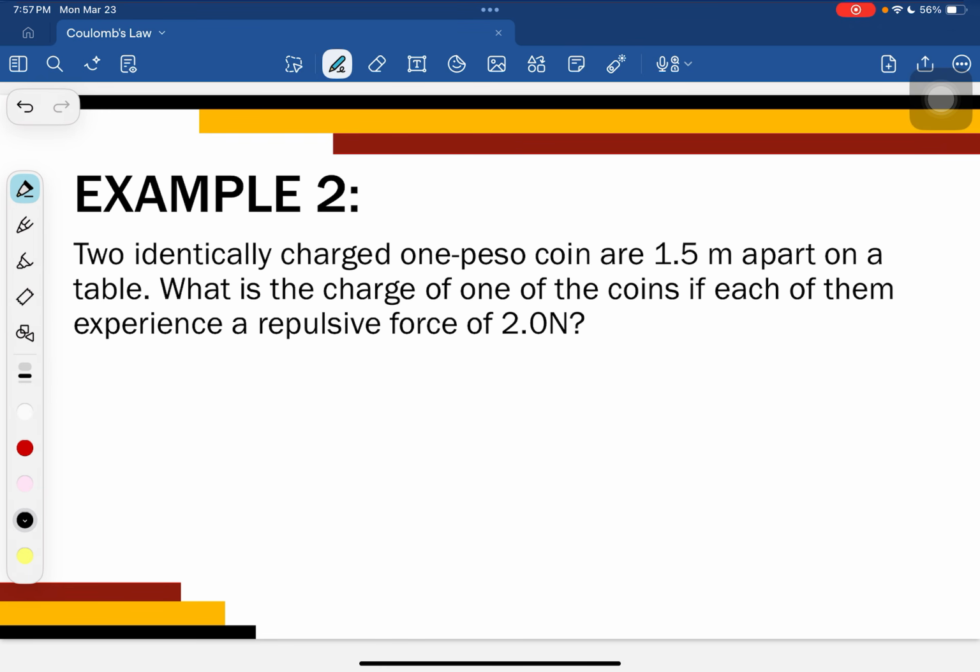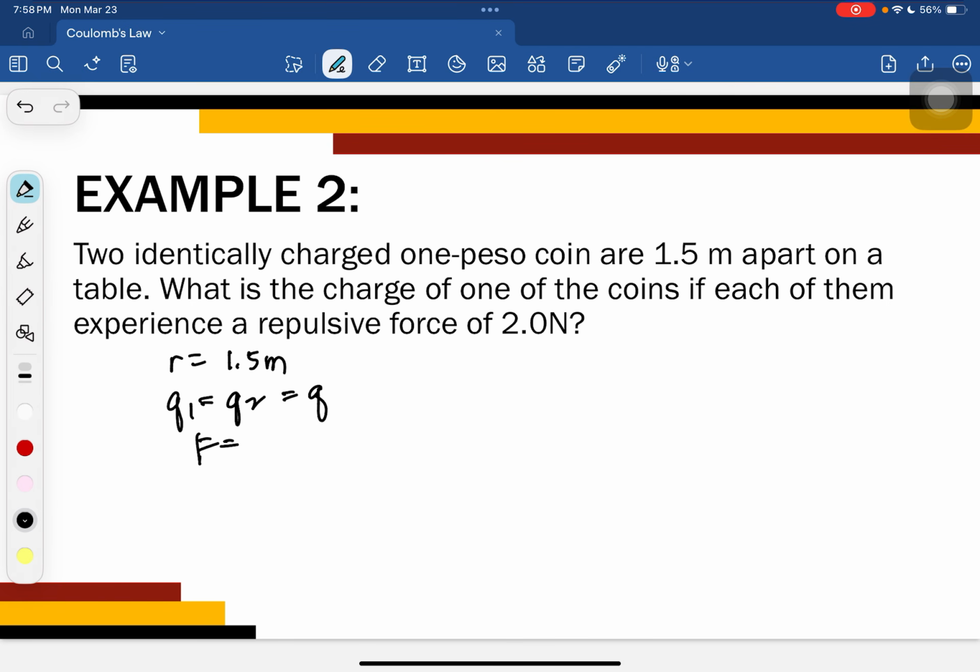Again, this is just an application of the two charge Coulomb's law. At the onset, we can see that we have R, which is 1.5 meters. The problem is saying two identical coins, so we can say that Q1 is equal to Q2. And for simplification later on, we can use Q so that we don't have to convert later on. So we're looking for the charge because we will be looking for that value.